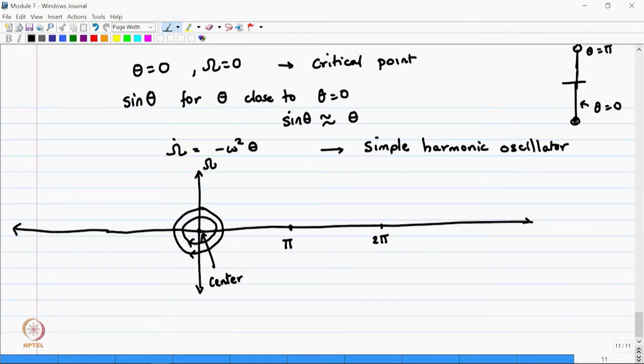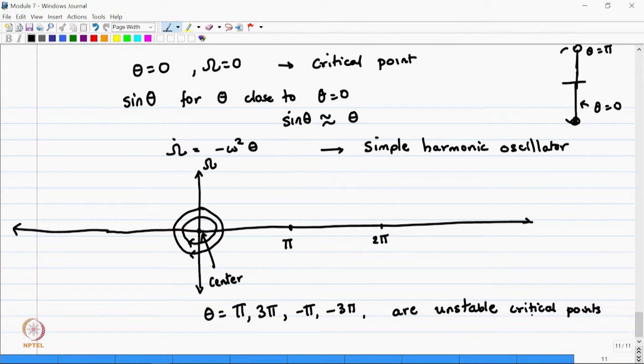If you make a small displacement around this, the solution is oscillatory. If you make a small displacement around this, the solution is not oscillatory. It will completely go away from that. So clearly theta equal to pi, 3 pi, minus pi, minus 3 pi (pi is the same as 3 pi, the same as 5 pi, etc.) are unstable critical points, whereas theta equal to 0, 2 pi, minus 2 pi, 4 pi, minus 4 pi, etc. are stable critical points.